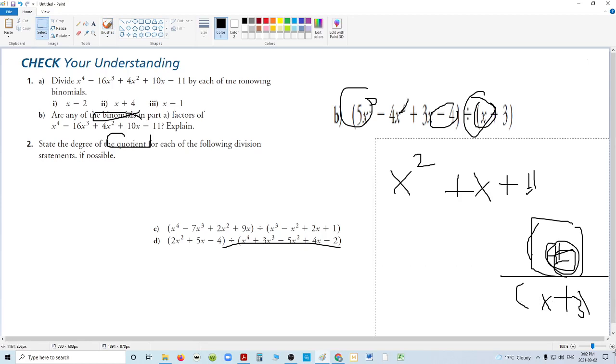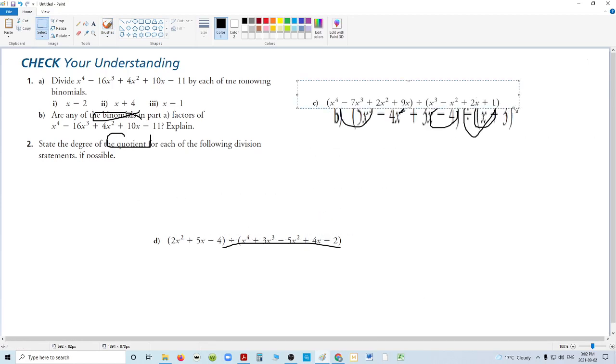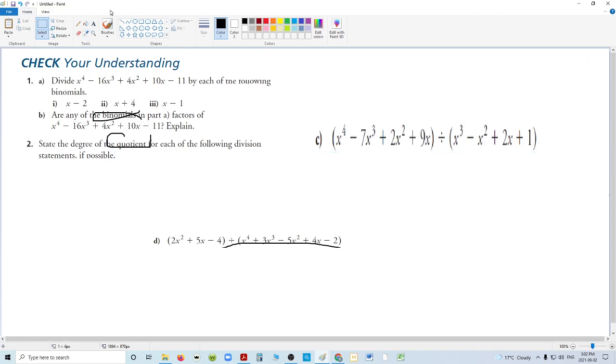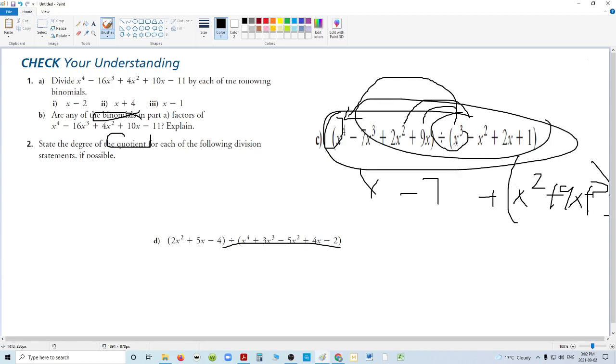Okay, let's continue. What about this one? Well, this is interesting because I have an x to the 4 as the biggest power and an x to the 3, which means this will successfully go into that x times, and then it'll be left with a number. And then I can't divide it into this or that, so my remainder is going to be x squared plus 9x plus some number. And that's all you're going to get out of it.